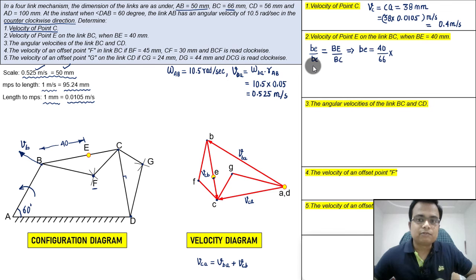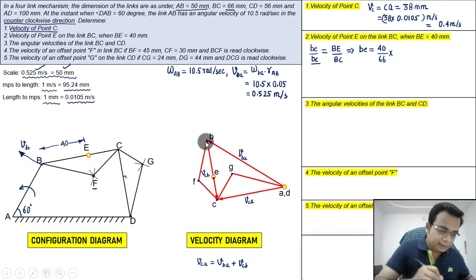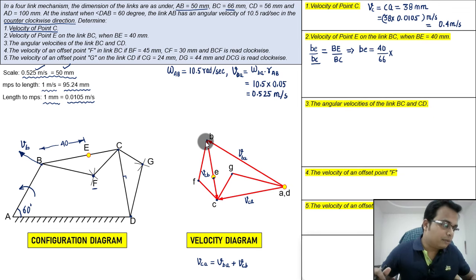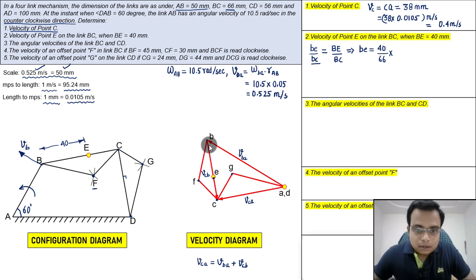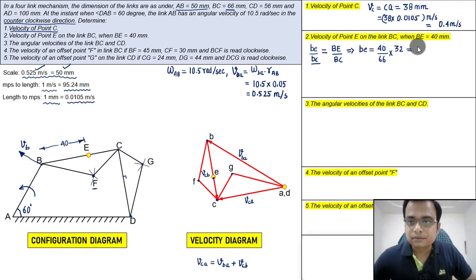Multiplied by this value. How much is BC? Well guys, you can actually measure this, and BC will work out as 32 millimeters. Just do this measurement from B to C with the help of a scale. Measure this. This works out as 32 millimeters, and once you do this calculation, the final answer that you will get is 19.39 millimeters.